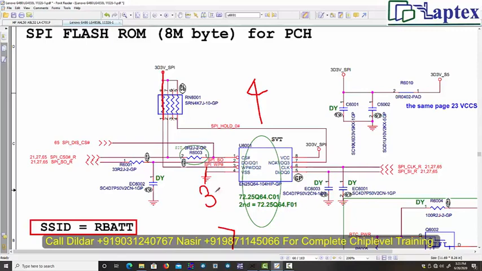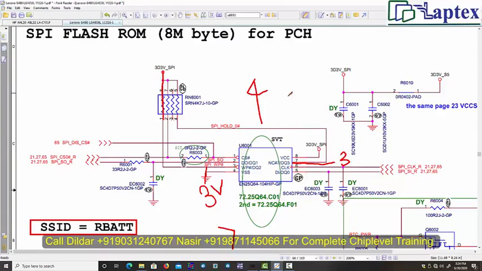You only have to be careful: there must be 3 volt, without glitch, without any ripple. So this is all about the WP pin. And one more thing you have to remember, which is the hold pin. So now pin number 7, let me show you. This is the hold pin, and there must be 3.3 volt like the WP pin. So this is also called the hold pin. Also it is known as the reset pin.